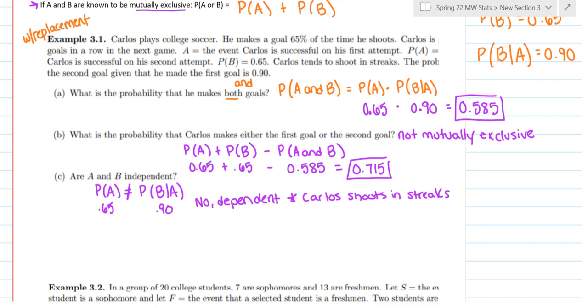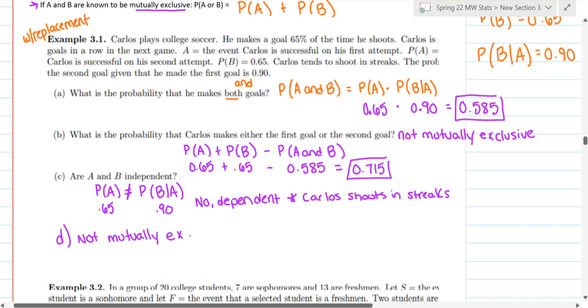All right, and then part D, are they mutually exclusive? Which we already answered, right? No, they are not mutually exclusive, because they can happen at the same time. You can score on your first attempt and you can score on your second attempt.